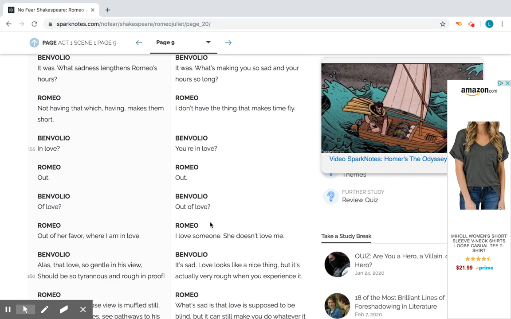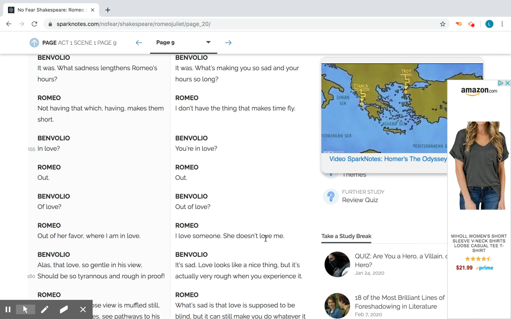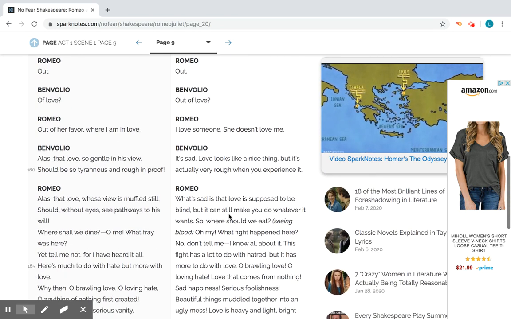All right, so we find out that Romeo loves someone, but she doesn't love him back. And it's very frustrating for him at this time.